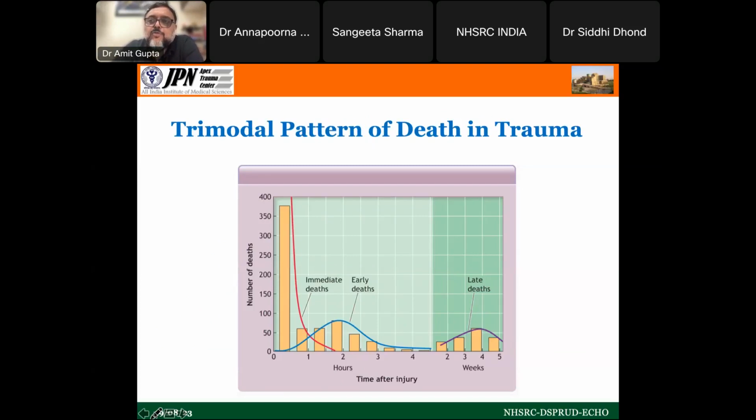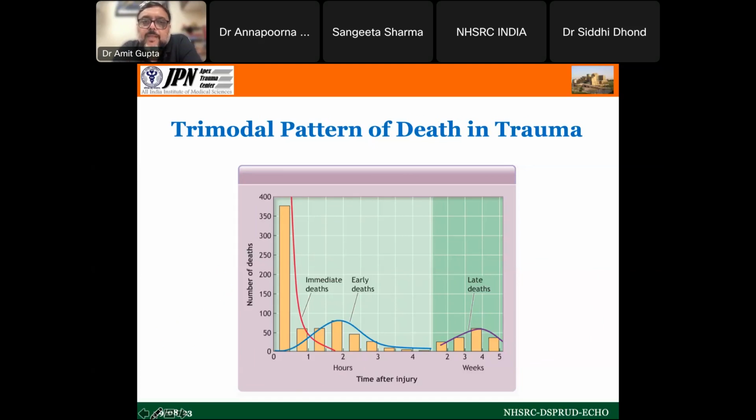Well, we also know, and this graph you must have seen in Love and Bailey also, there's a trimodal pattern of death in trauma. That means there would be certain deaths which will be happening instantaneously after the incident has taken place. Then there are certain deaths which occur in the first few hours, say about hour 1 to hour 6 or hour 5. These are known as early deaths. And finally, there would be deaths in weeks, or the late deaths, which result from, say, sepsis or multiple organ failure.